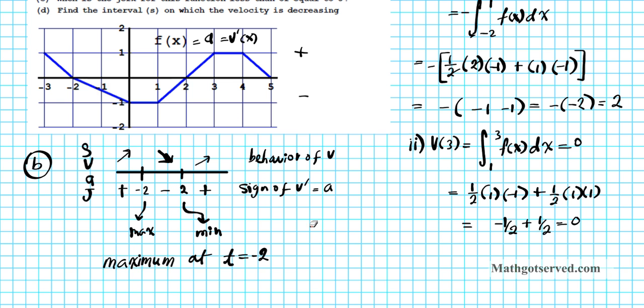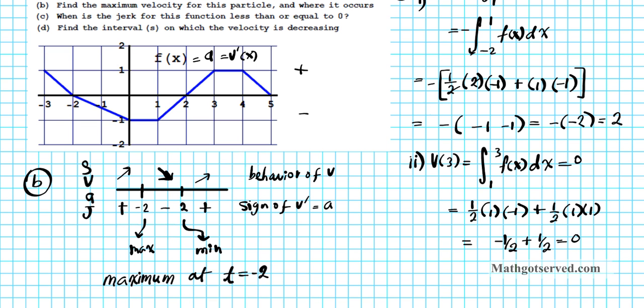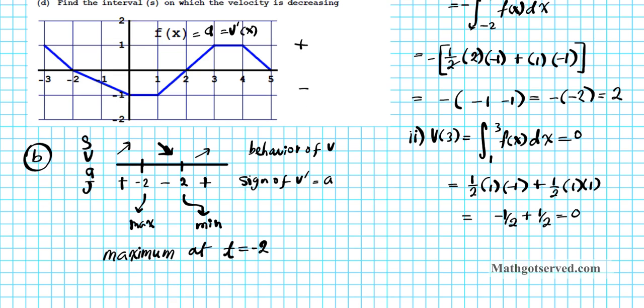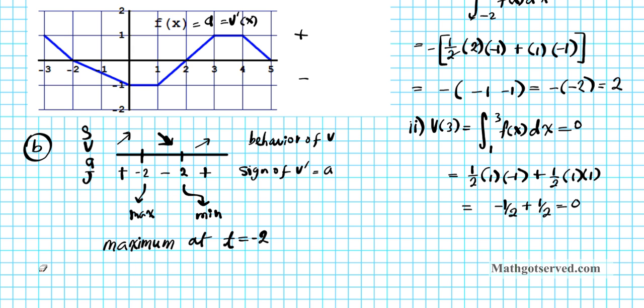Alright, let's take a look at question letter C. It says, when is the jerk of the function less than or equal to 0? Okay, when is the jerk of the function less than or equal to 0? So how do you get jerk from acceleration? You know that a prime is equal to jerk, the derivative of acceleration.